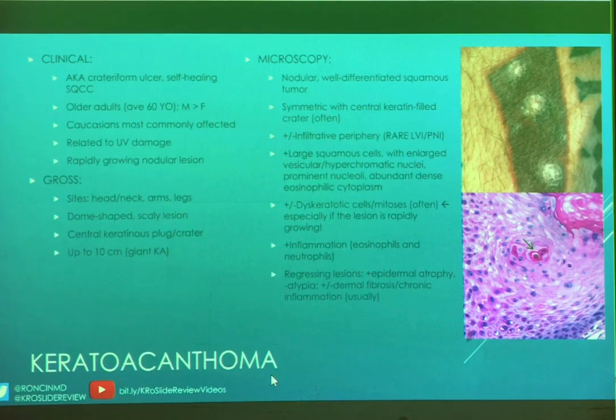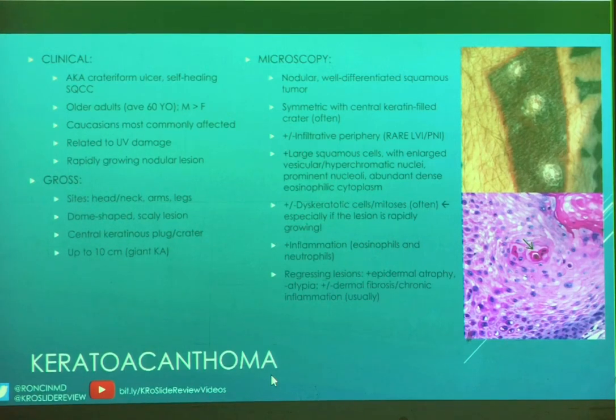So what we were seeing that kind of looked like debris very likely was like lymphocytes, maybe an occasional neutrophil. They may or may not have an infiltrative periphery. Very, very rare lymphovascular invasion, peripheral nerve invasion. Your squamous cells are going to be extremely large. They're going to have these huge open vesicular nuclei with prominent nucleoli and very, very abundant, dense eosinophilic cytoplasm.